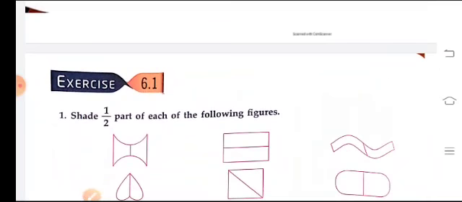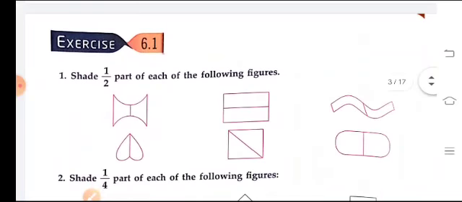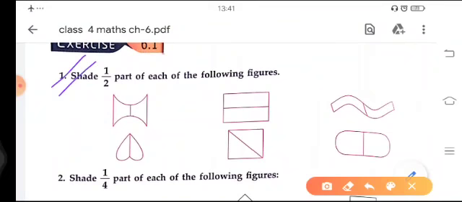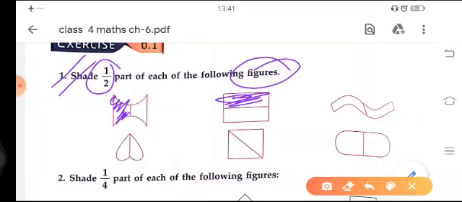Now there is exercise 6.1. In this question we have to shade the portion in the figures. In question number 1 we have to shade half part of each of the following figures. What we have to do? We have to shade half parts of each figure. Half part means 2 equal parts. So we can shade like this, because they are saying only a half part, so we have to color only a half portion of this figure like this.